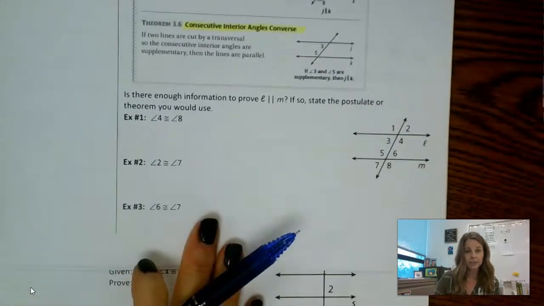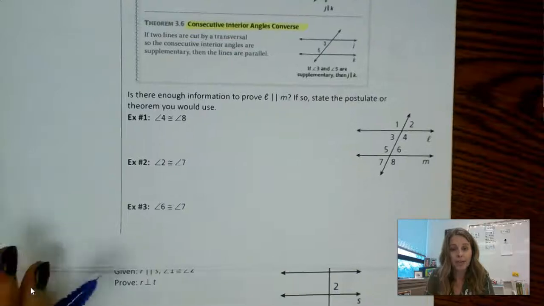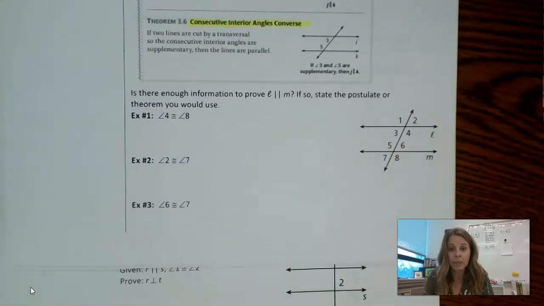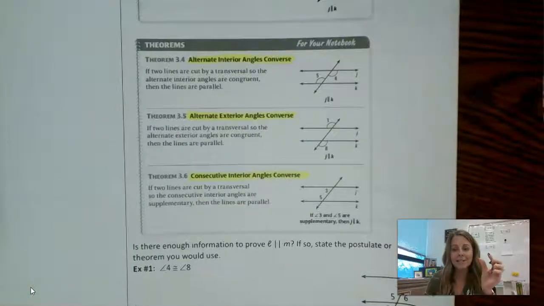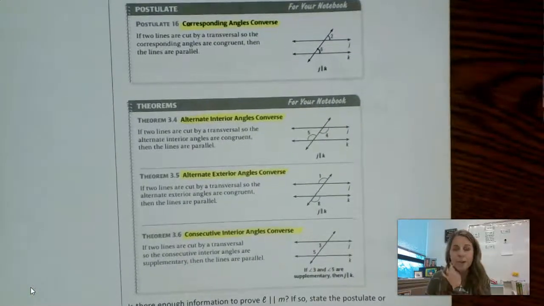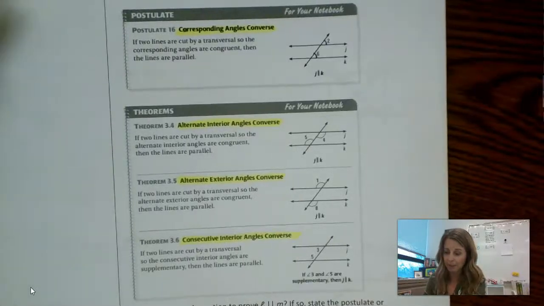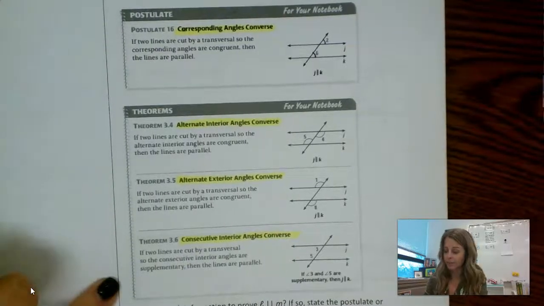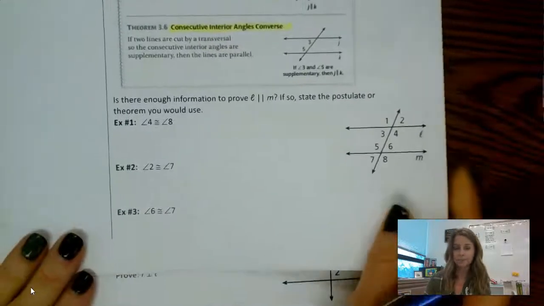Okay, let's take a look at these three examples here. Is there enough information to prove that L is parallel to M? If so, state the postulate or theorem. Now, even though these end in the word converse, they are still postulates or theorems. The corresponding angles converse is technically a postulate, and then these are theorems. So we're just going to quote what we highlighted here.